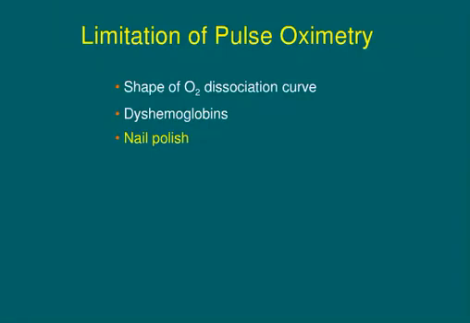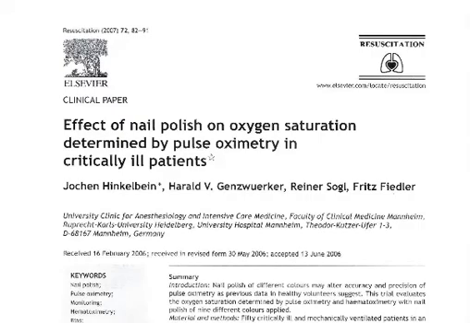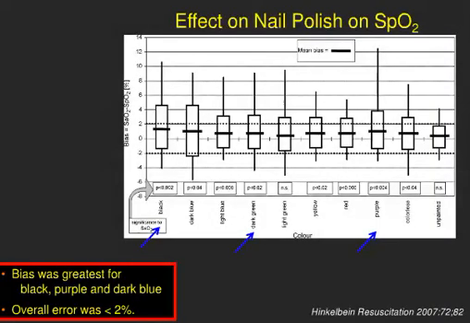Nail polish. We've all heard about the story of nail polish. Here's another paper that was just published recently looking at the effect of nail polish in ICU patients. And what they found here, this is the bias looking at the different colors of nail polish. The bias was greatest for black, purple, and dark blue polish. But really, overall, the bias was less than 2%, so it was clinically not significant.